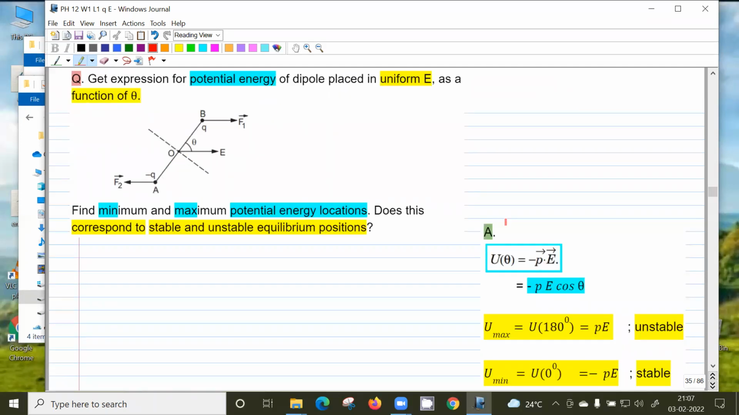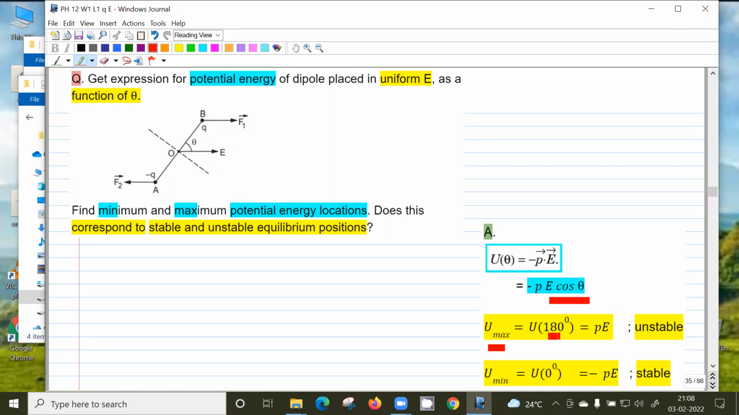Similarly, the potential energy, which is minus P dot E, is also a function of theta. It's also non-uniform. And where is the potential energy maximum? When cos theta is -1, right? Because the minus sign is already there. Cos theta will go from -1 to +1. So when cos theta is -1, it will cancel this minus and will be the maximum. So potential is maximum at 180 degrees.